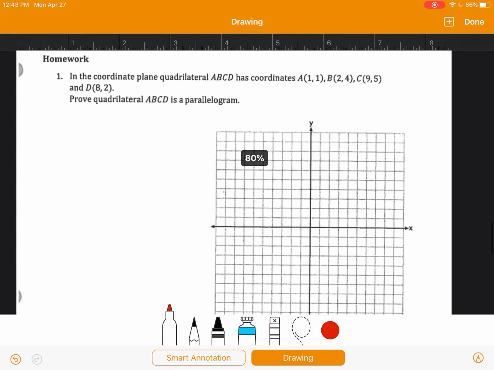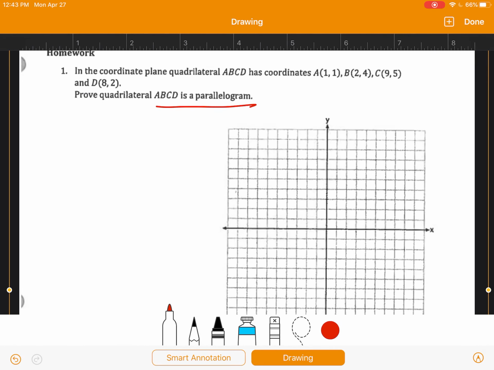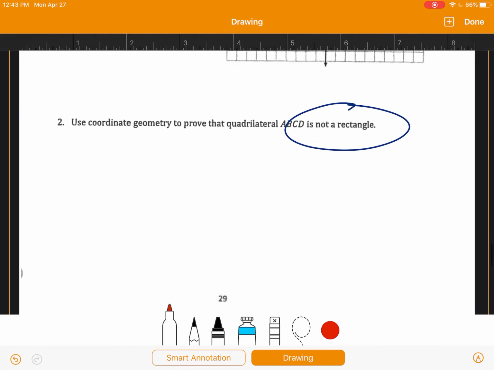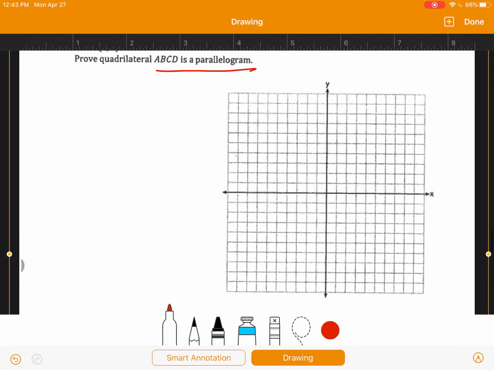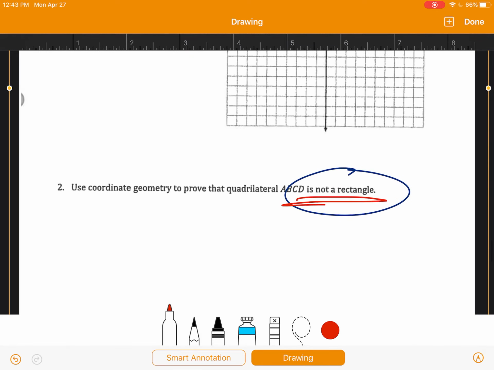And then for the homework, you're going to first prove that you have a parallelogram. So that means you're going to look at example 2 and do something close to what we did in example 2. And then for this, it says we're going to prove that what we did up here is not a rectangle. Okay, so we haven't done any proofs where we say not at all yet, but what we're going to do for this is you're going to prove it's not a rectangle by proving it does not have a right angle.